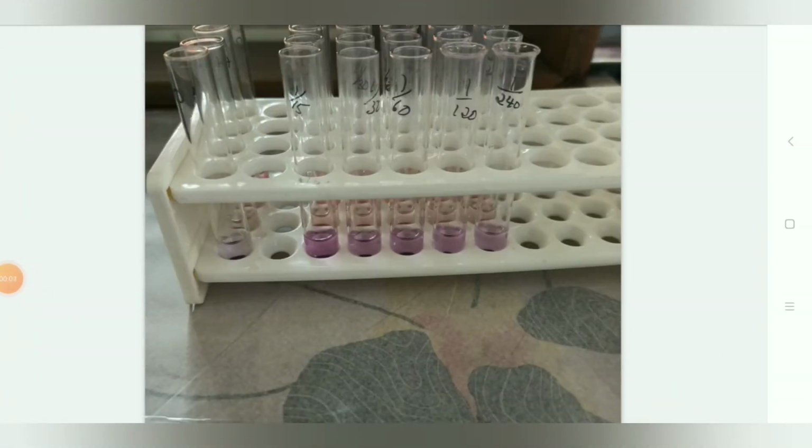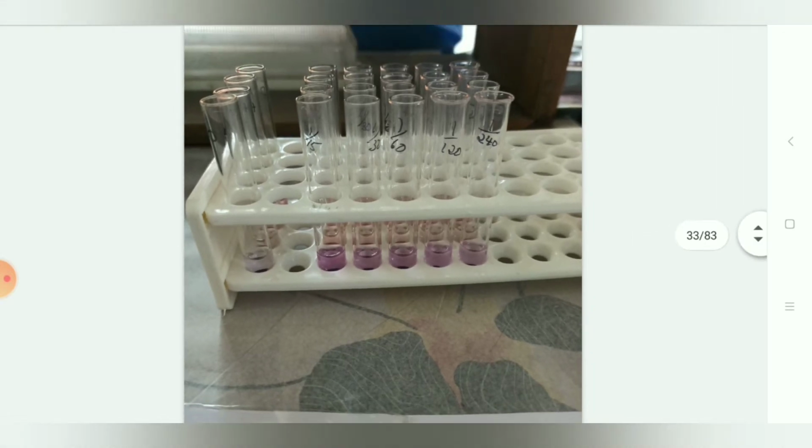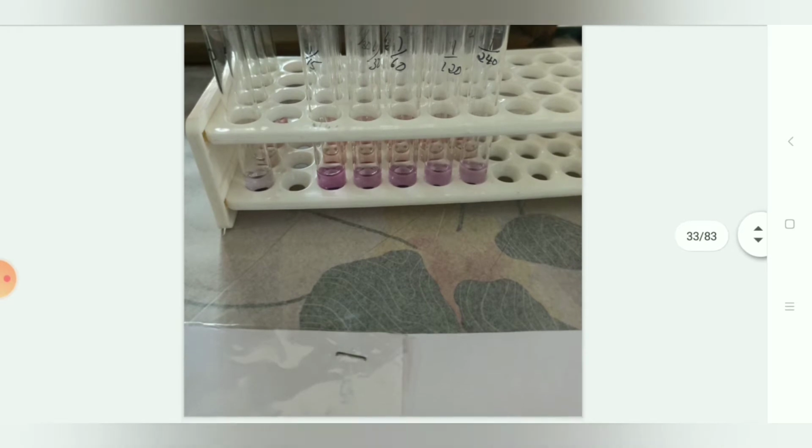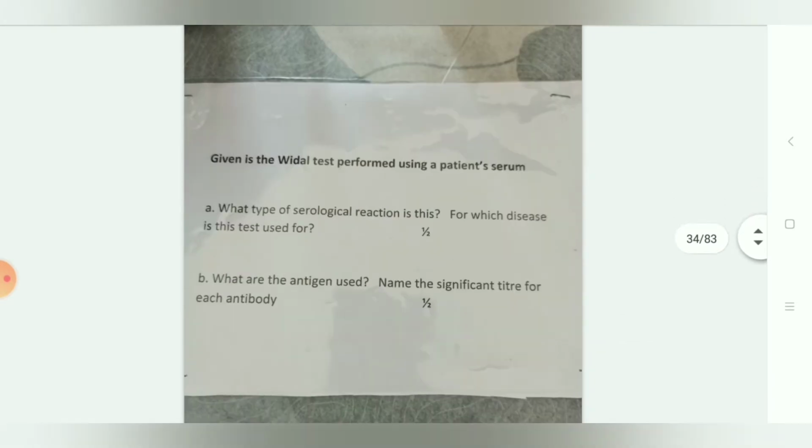Today we are going to continue with the previous video that I have uploaded. So you can see here it's a spotter for microbiology. Given is a viral test performed using patient serum.